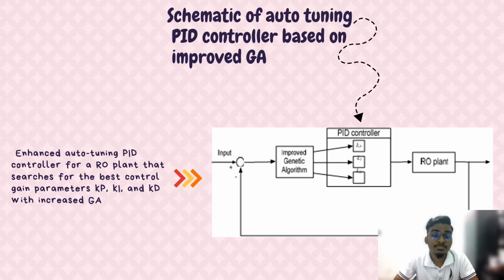And this is the schematic of the auto-tuning PID controller based on the improved genetic algorithm. The auto-tuning PID controller for an RO plant searches for the best control gain parameters Kp, Ki, and Kd with the improved GA, that is the genetic algorithm. The proposed optimal PID control search procedures are illustrated as follows. And this is the schematic of the PID control based on the improved genetic algorithm.